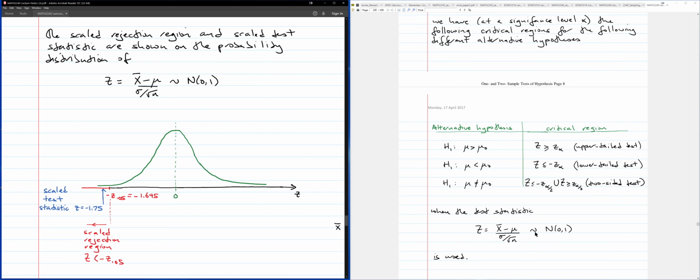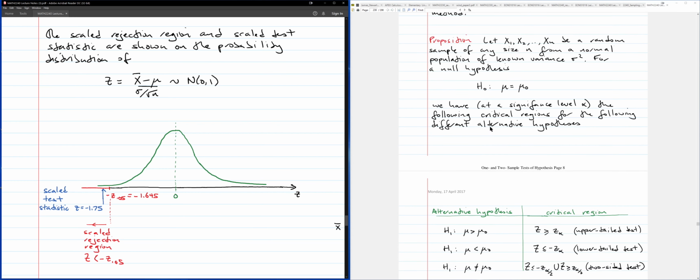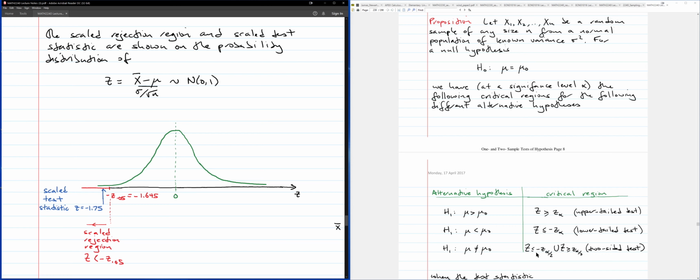Okay, and then what you do is you use this test statistic, right? You work out this value. In this case, the value was minus 1.75. So you're using this formula over here to work out a value, and then finally you check to see if that value is in your rejection region or not. And in this case, the value is in the rejection region. Okay, so let's see an example of using this, but in the case of a two-sided test.